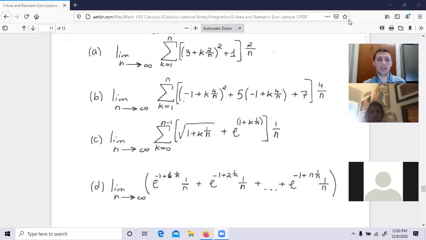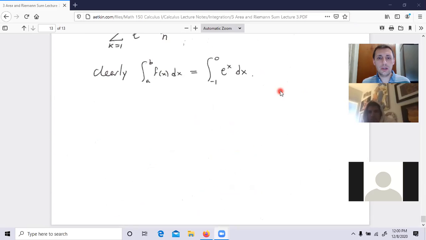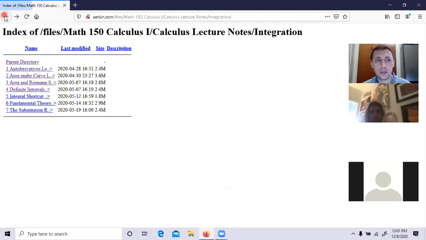Exactly, beautifully. So that's simply the integral from minus 1 to 0 of e to the x dx. There are several other equivalent ways of doing that. You see equivalent formulas that will be correct. I will recognize all of them. Make sense? I hope it does. Place k equal to 0, you get minus 1. Place k equal to n, and you get minus 1 plus 1, which is 0. What function? e to the x. You can see the width of the interval here, 1 over n. Okay.